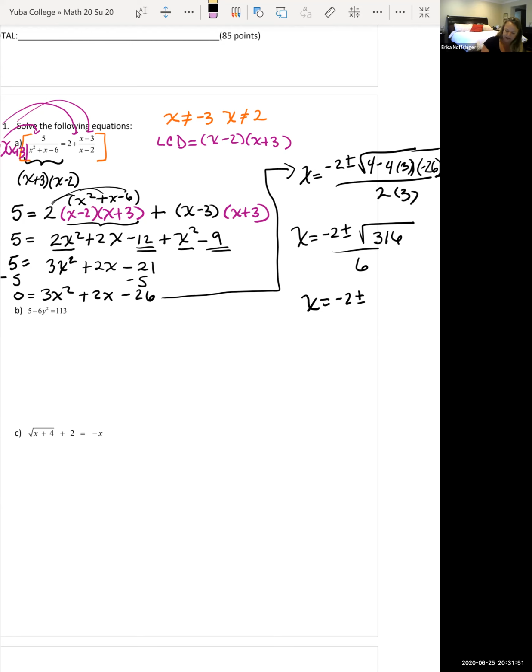I don't know if 316 has any piece that's a perfect square. I know that this is even because it ends in an even number. So 2 goes in there. Let's see, 158 times. So there is a perfect square. This is even again. This goes in 79 times. And so this would be the square root of 4, which is 2, root 79, all over 6.